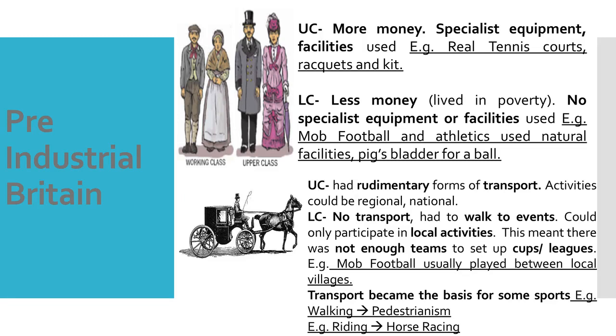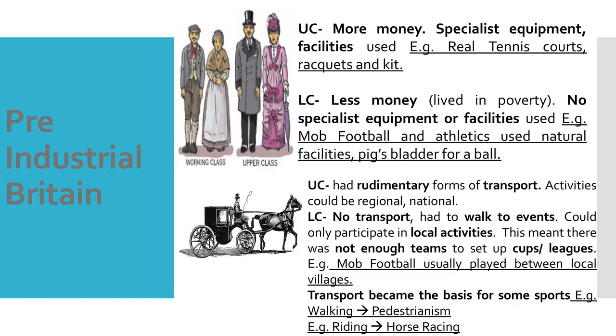However, transport did on occasion become the basis of some sports. So walking led to pedestrianism, and we know there was famous race walkers like Captain Robert Barclay, who famously walked 1,000 miles in 1,000 hours for 1,000 guineas. Riding, which was obviously the most common form of transport in them days, well, it's the easiest form of transport, fastest, led to the introduction of things like horse racing. You could even have things like ferrymen became the first rowers.